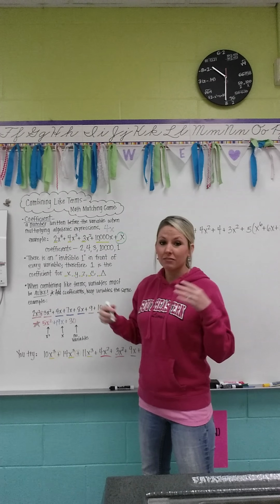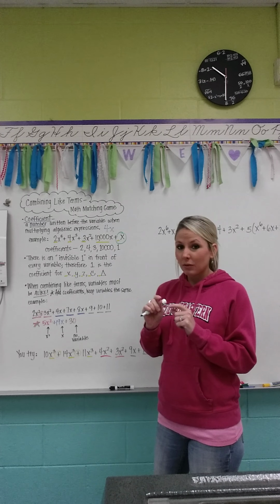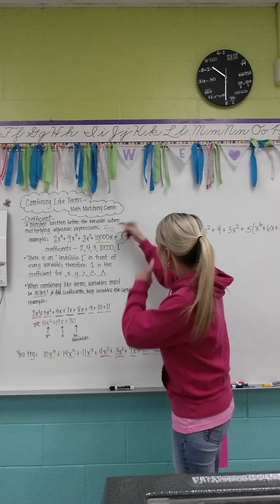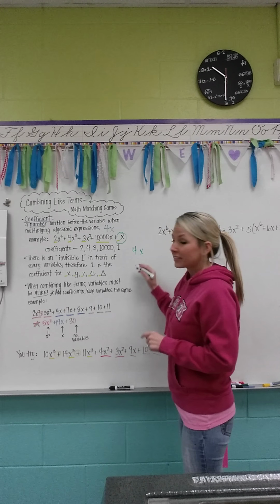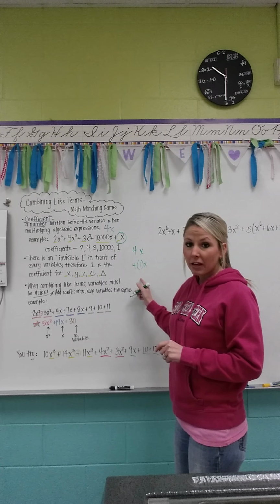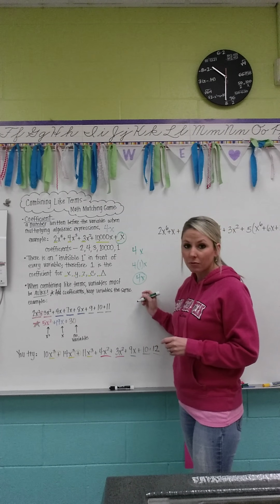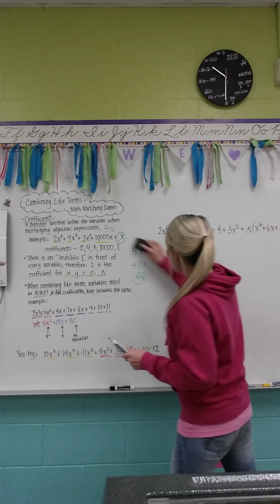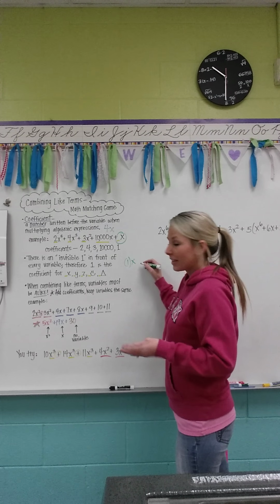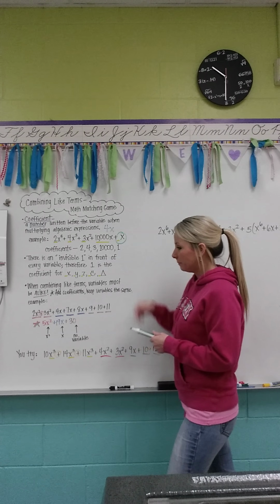Therefore, 1 is the coefficient for the following variables: X, Y, Z, smiley face, triangle, rectangle, A, B, C, D. If you have a single variable with no coefficient, there's an invisible 1. Here's why. If you have 4x, 4x is actually the same thing as 4 times 1 times x. And if you multiply 4 times 1, it's going to be 4, and then 4 times x, you're still going to end up with 4x. Therefore, if you have just the variable x, it's really x times 1 or 1 times x, and that's just going to give you x. Okay? So that's why we have an invisible 1 in front.